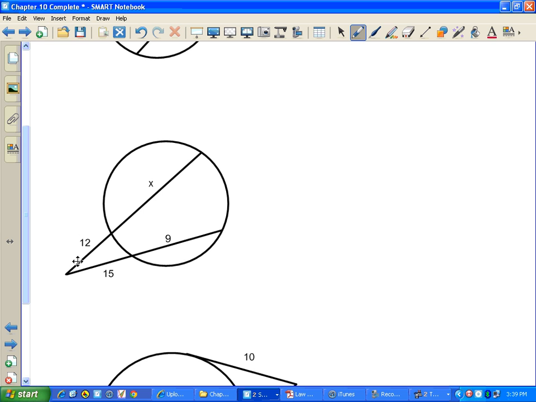All right, here we go. We've got outside piece times the whole thing. So it's not just x, it's 12 plus x. A lot of you guys are going to be tempted to say, okay, well, it's 12 times x equals 15 times 9, but that's not correct. You got to take the outside times the whole thing equals outside times the whole thing. The whole thing here is 24.